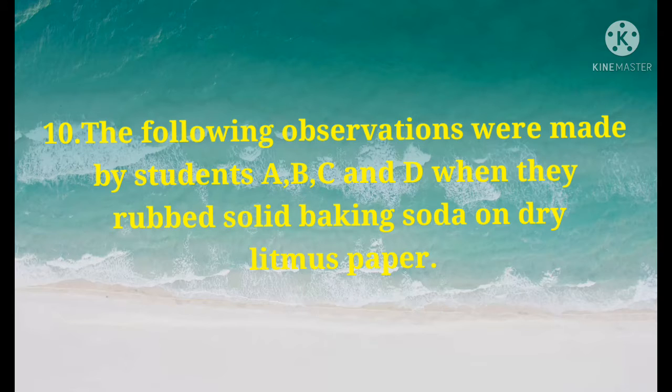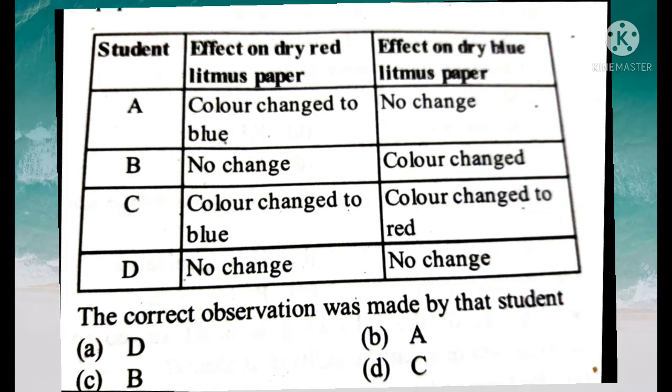The following observations were made by students A, B, C and D when they rubbed solid baking soda on dry litmus paper. In the given table, a lot of options are given as color change, but solid baking soda does not change the color of dry litmus paper because in solid state ions are not free to move. But a solution of baking soda in water leads to a change in the color of litmus paper because in water baking soda dissociates into its respective ions.